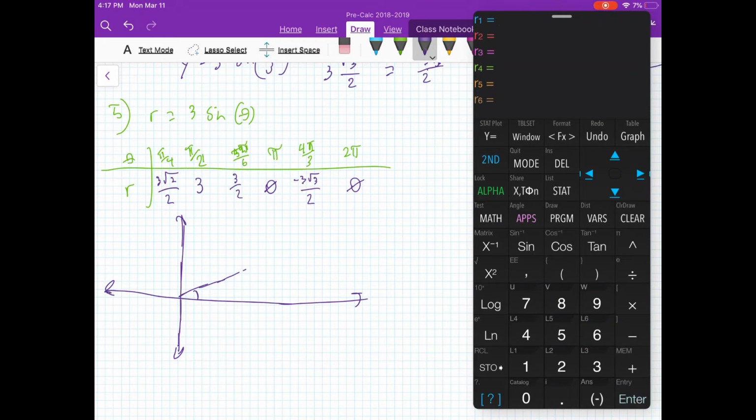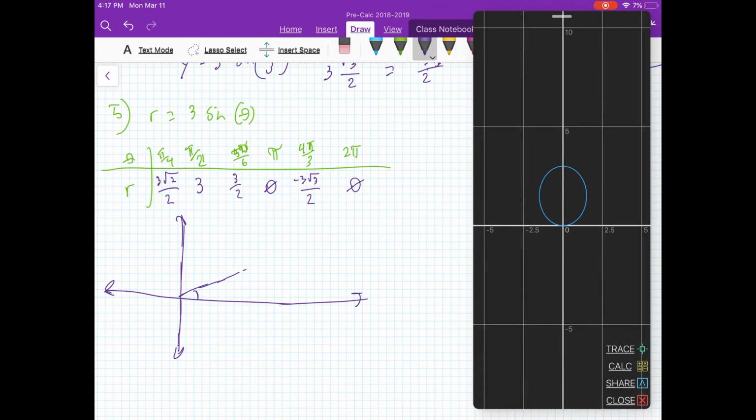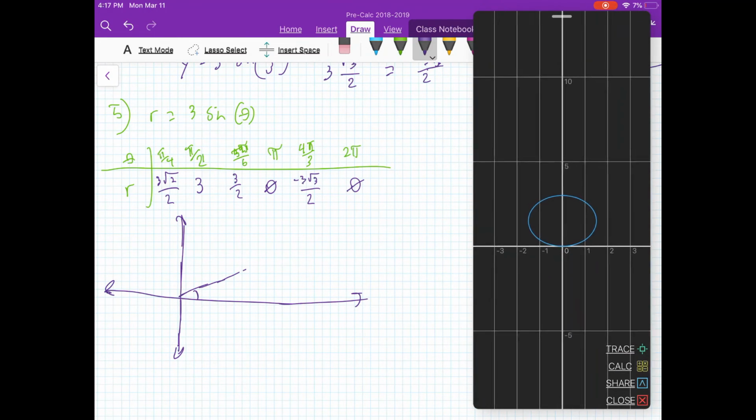It puts it in terms of radius already. So if we say our radius is 3 times the sine of theta. Again, I hit that x button, but now it's changing to theta because it knows we're using polar coordinates. So we say 3 times the sine of theta. If we were to graph that, we would get something like this.